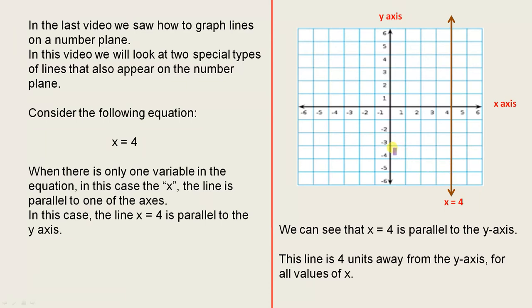So no matter where you start from on the y-axis and you move to the right 4 places, you will land on the line. So we can see that x equals 4 is parallel to the y-axis. That is, it's the same distance from the y-axis at any point. So this line is 4 units away from the y-axis for all values of y.